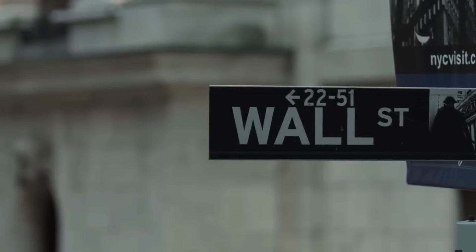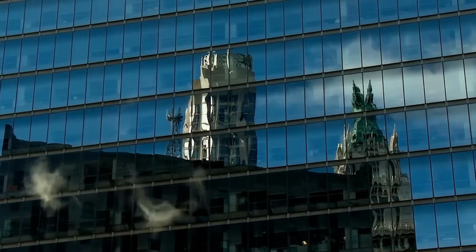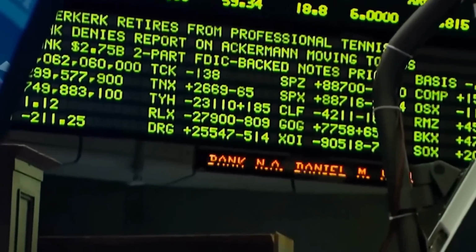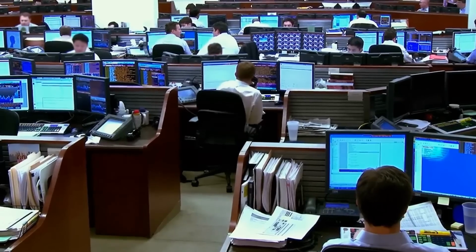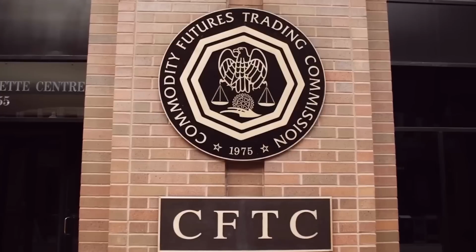2008. The world is experiencing one of the largest financial crises in history. Banks are going bankrupt. Millions of people are losing their savings. Markets are collapsing. Why did this happen? It all started with an overheated real estate market and unstable loans that banks were issuing left and right.